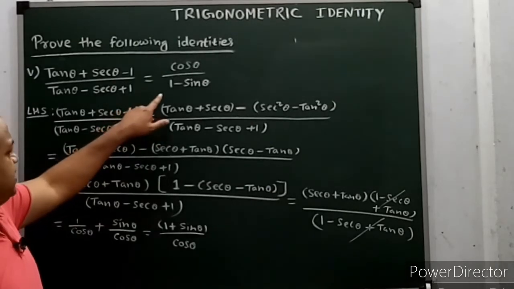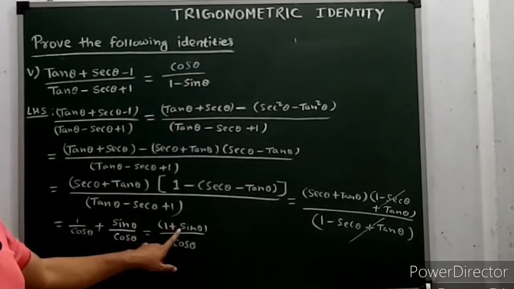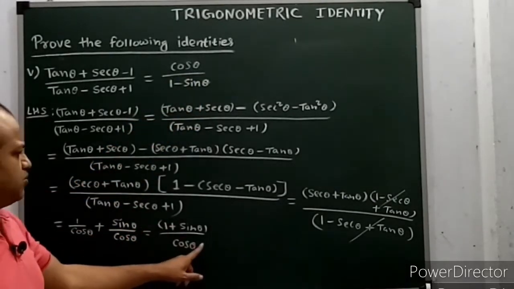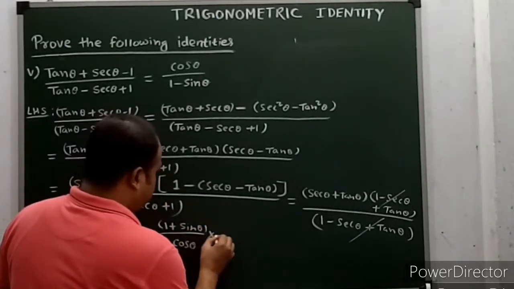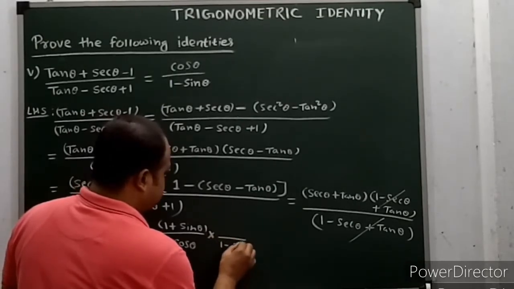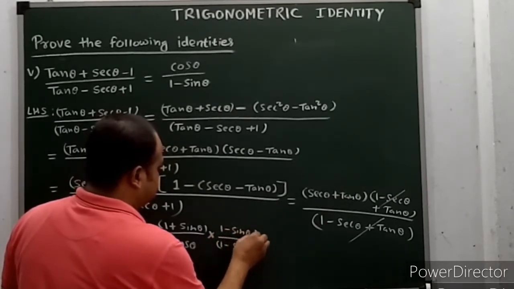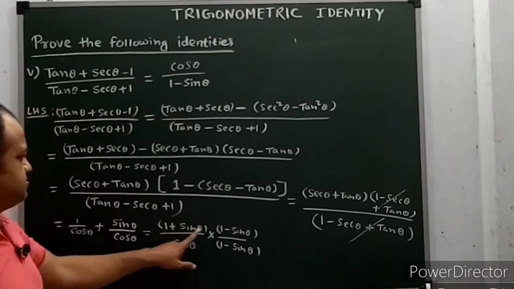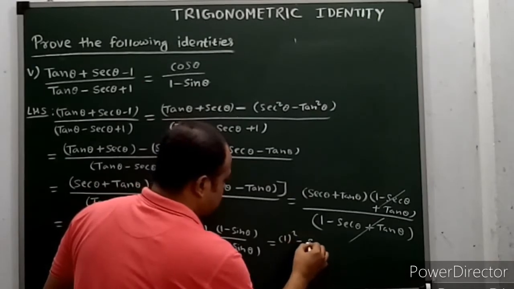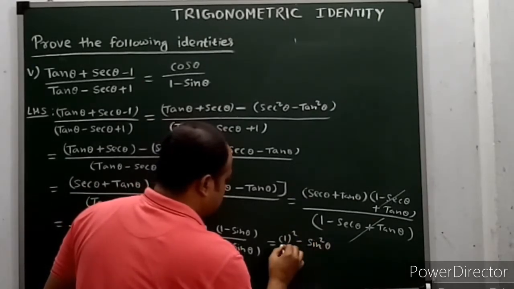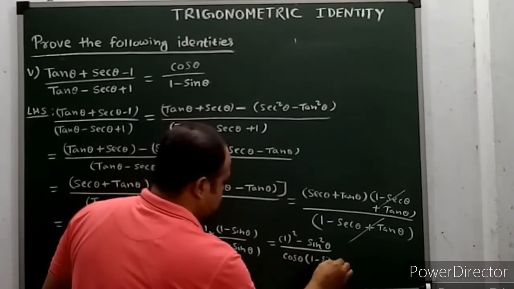What is there in the RHS? We find that there is 1 minus sin theta in the denominator. So what will we do? We will rationalize the numerator, or simply we can multiply 1 minus sin theta in both numerator and denominator. Here I am multiplying 1 minus sin theta, and 1 minus sin theta in the numerator also. So here we get a plus b into a minus b, that is a square minus b square. It means 1 square minus sin square theta, and here you write it as it is, 1 minus sin theta.